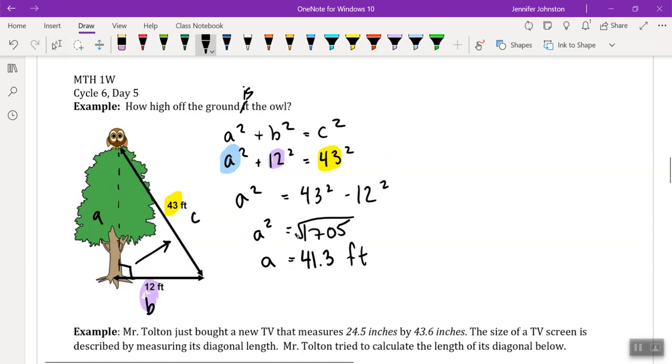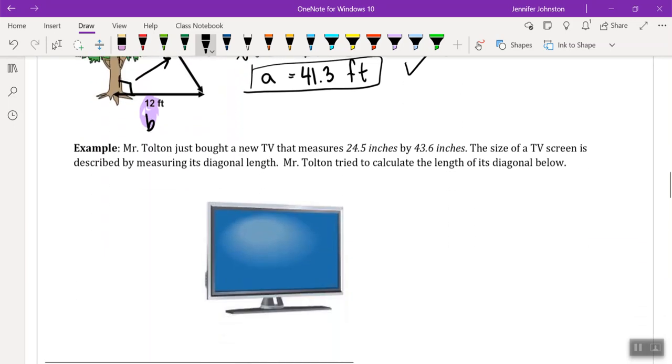You take the square root of this side, you're also taking the square root of this, a squared. The square root and the squared of a value reduce to just give you a. So that's why we no longer have a squared on our a anymore. And we get our final answer as 41.3 feet. If you got that, give yourself a check mark.